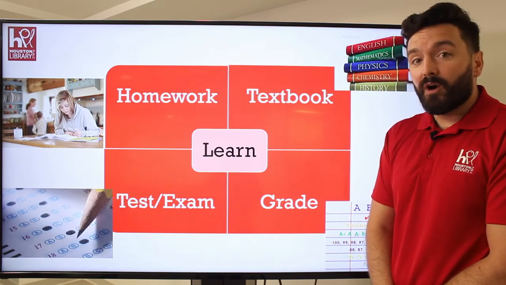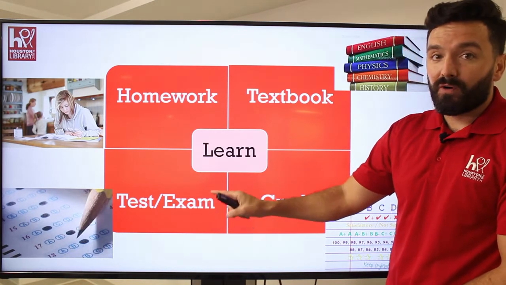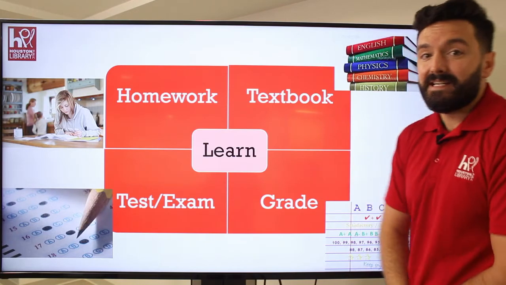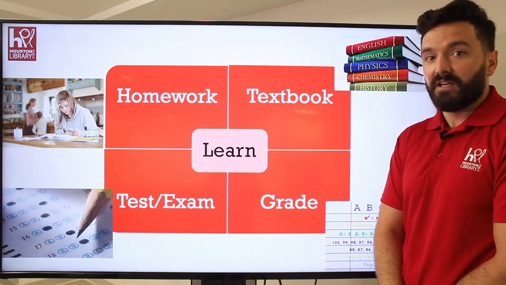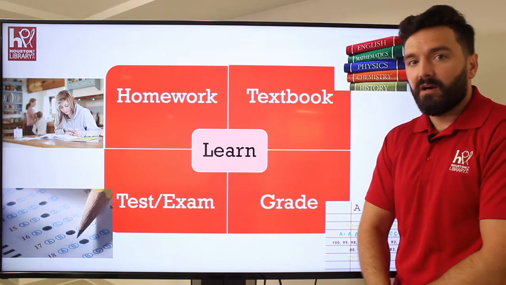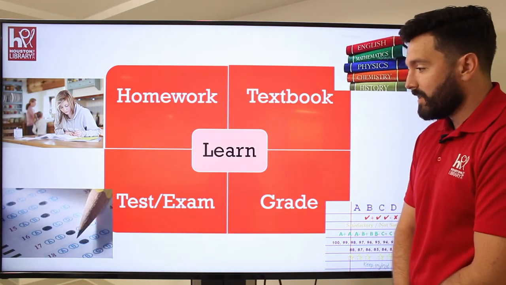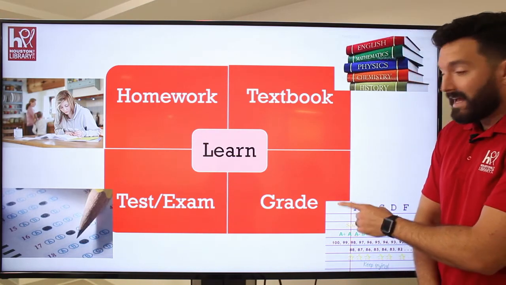Once you've done your homework and used your textbook to study, you may have to take a test or an exam, which is designed to see if you understand all of the material. These are not very fun, but certainly a test or an exam, an examination, exam is short for examination, to review what you know. And then finally, you'll probably get a grade.